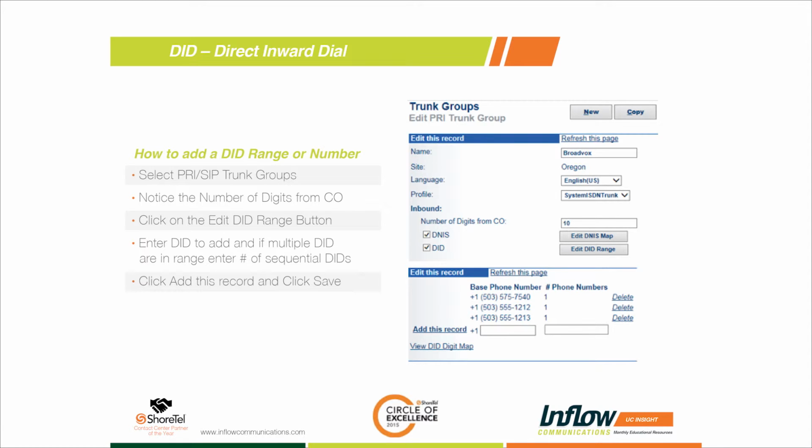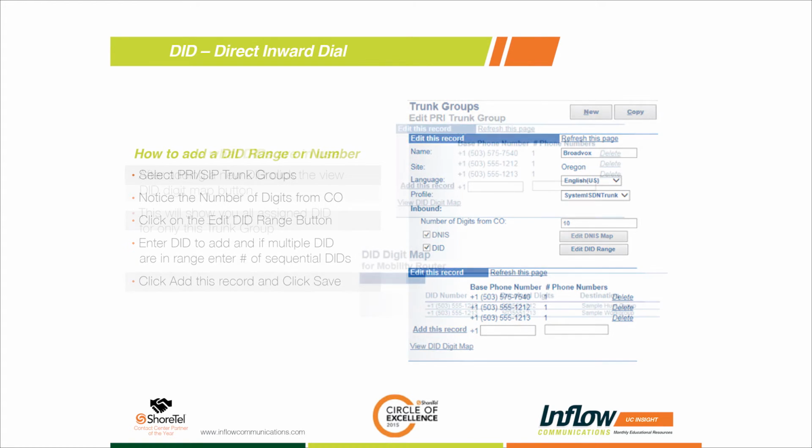So if I wanted to add a new one, in the blank box on the bottom, I will put the 10-digit phone number. In the second box, put the number of phone numbers that I bought sequentially, hit the add this record, and hit the save button on the top of that page. And that would make that DID range available immediately to assign to users, to auto attendants, to work groups, any of the different entities that we'd want to assign that to.